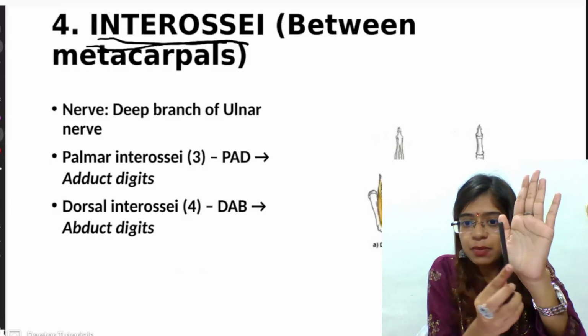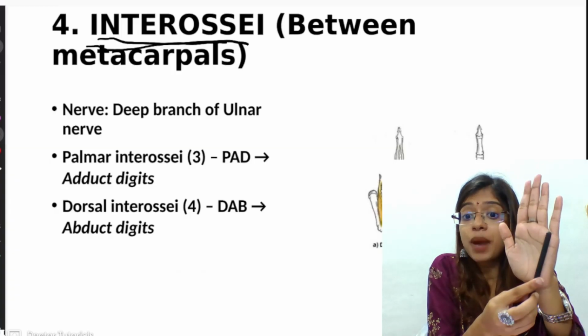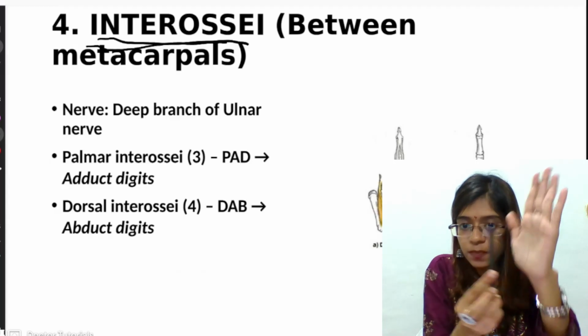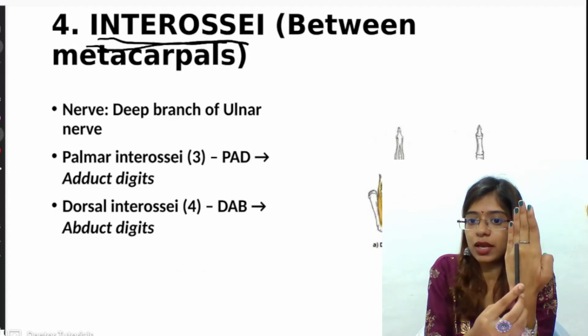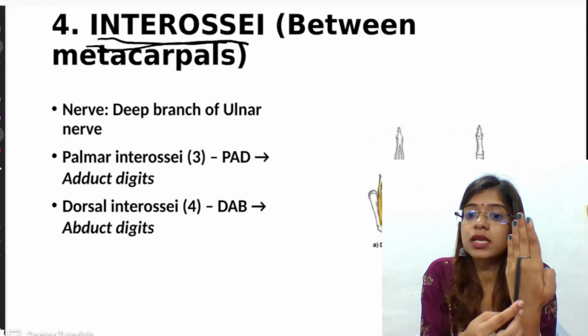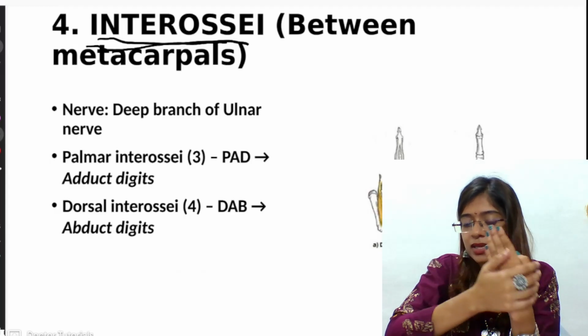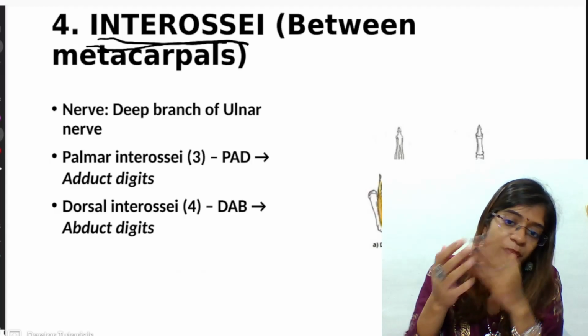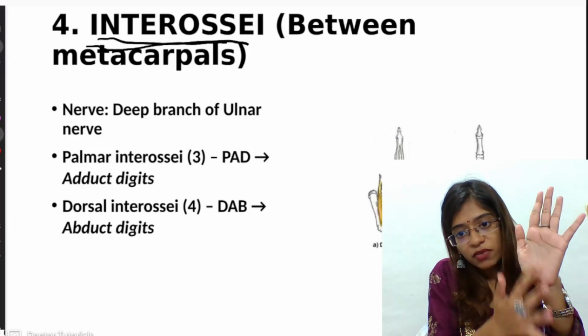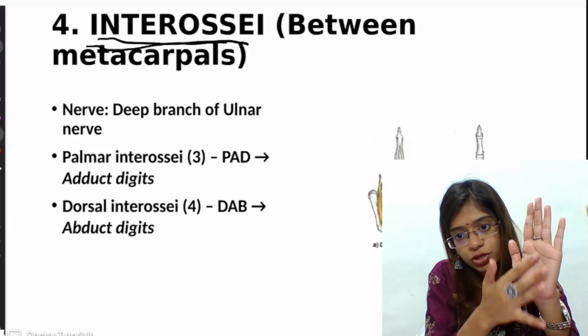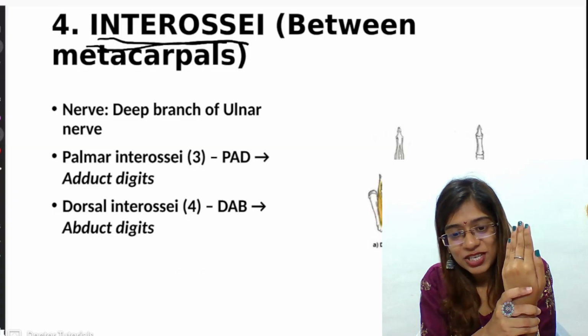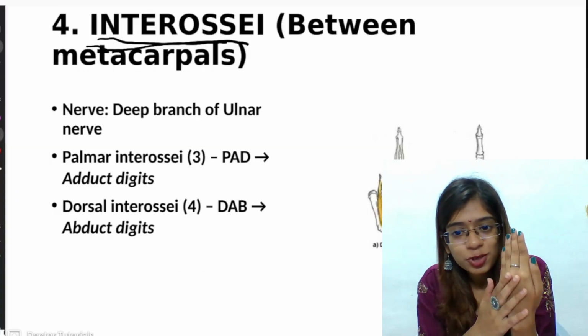We have two groups of interosseous. The interosseous on this side I call the palmar interosseous. The interosseous on this side I call the dorsal interosseous. This is the dorsum of the hand. Once again, here is the palmar interosseous, and here is the dorsal interosseous.